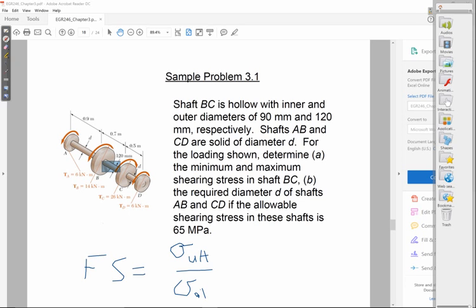So for part B, tau is now known, and tau is TC over J. Tau is now known. It's going to be 65 megapascals. So what are we solving for? We're solving for the radius. And AB and CD are solid, which makes it a little easier. Let's go ahead and write out the equation that we'll be using.